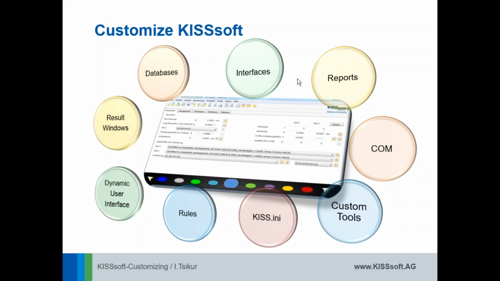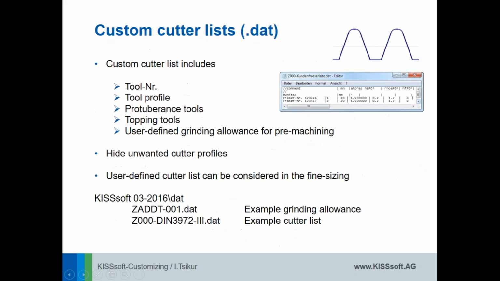Okay, so maybe we can start, and on the next slide you will see the first example that I'm going to show you is how to add your own company-specific cutters and maybe include some grinding allowances for the pre-manufacturing or for the pre-machining. You can enter your company-specific tool numbers into the database. Of course, you can enter the tool-specific parameters such as tool heights, radii, and so on. You can add some protuberance tools, stopping tools if needed. And as I said, you can even define your user-defined grinding allowances, which are then module-specific.